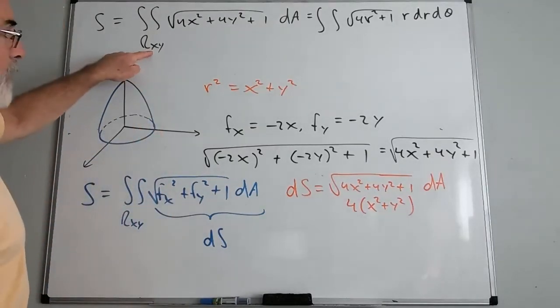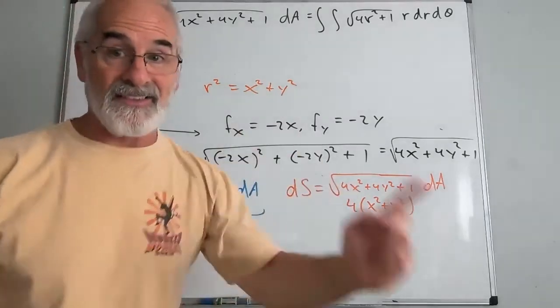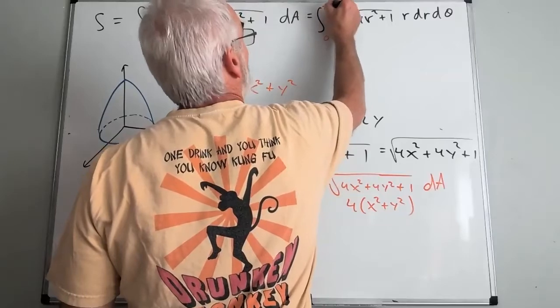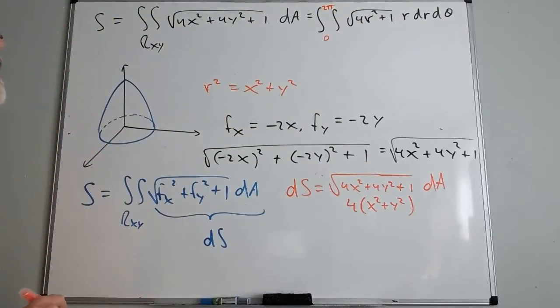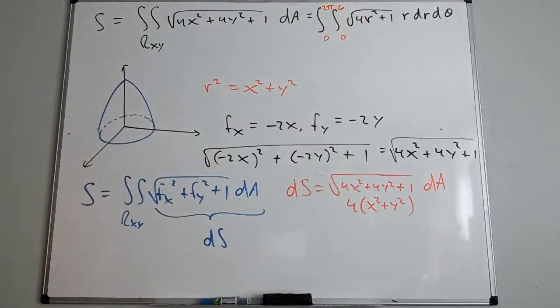Your region in the xy plane is this circle of radius 6. And since it's the entire circle, theta is clearly going to go 0 to 2 pi. r is going to go 0 to 6. And that integration is just not that bad.